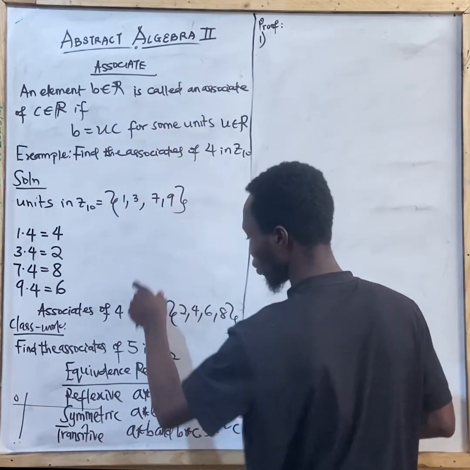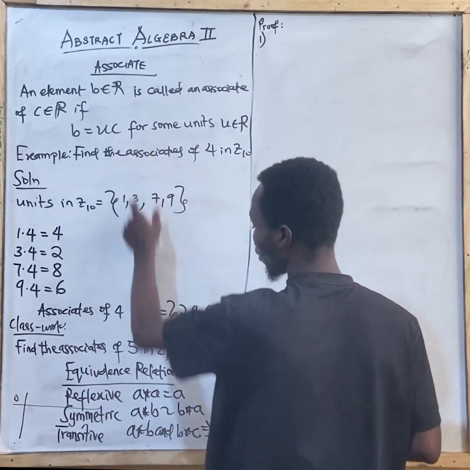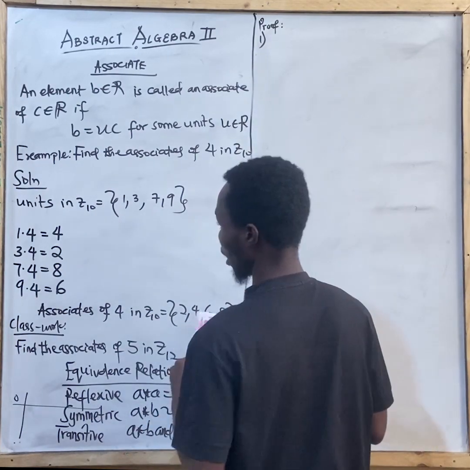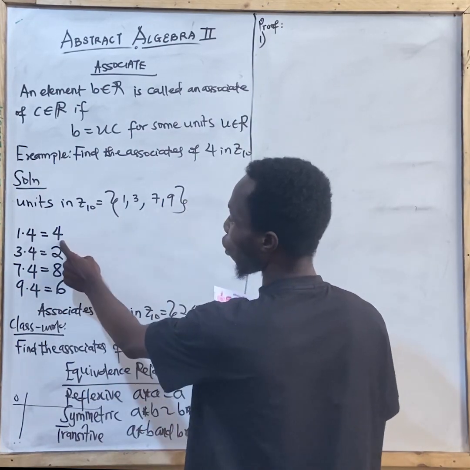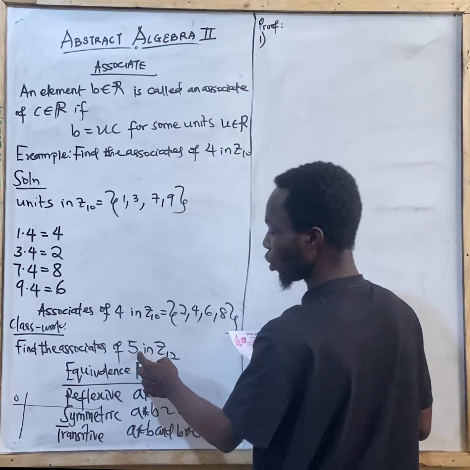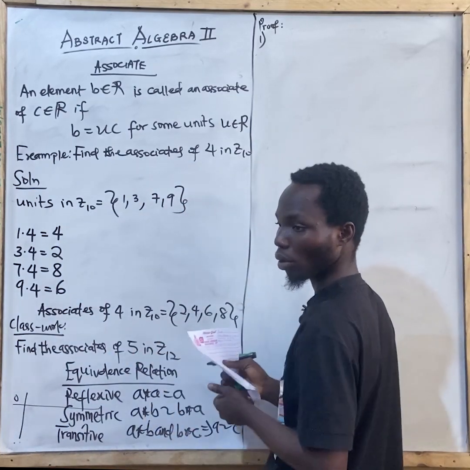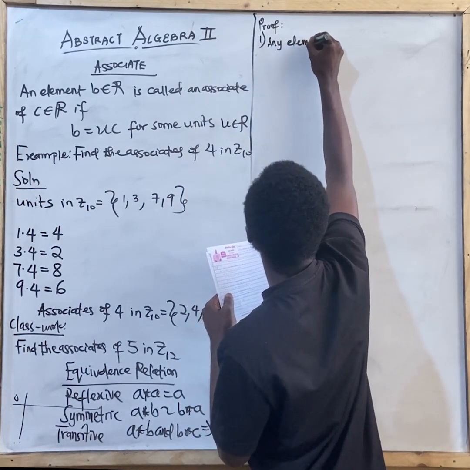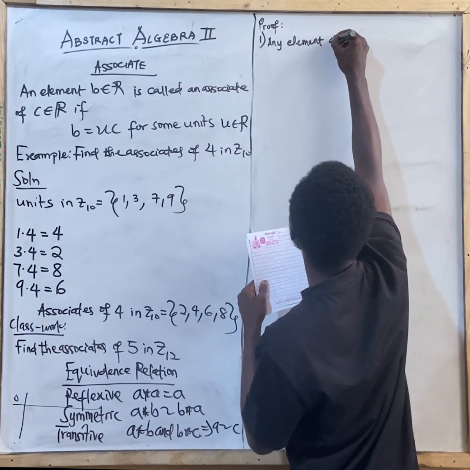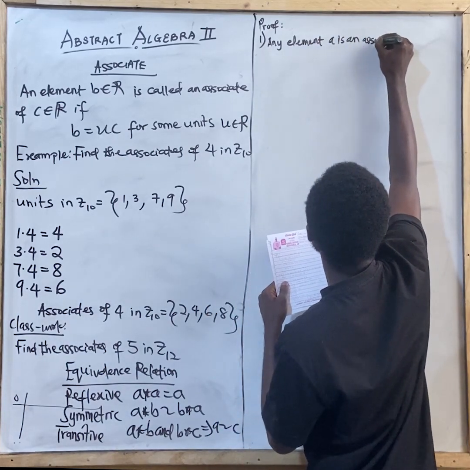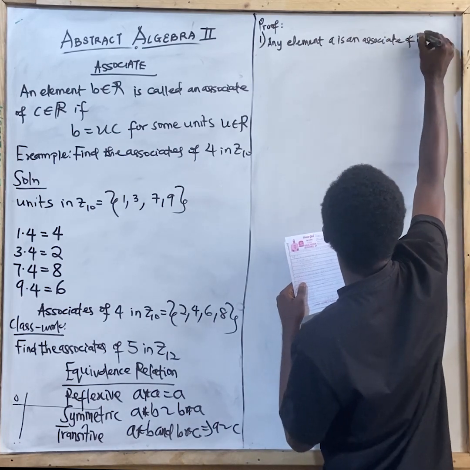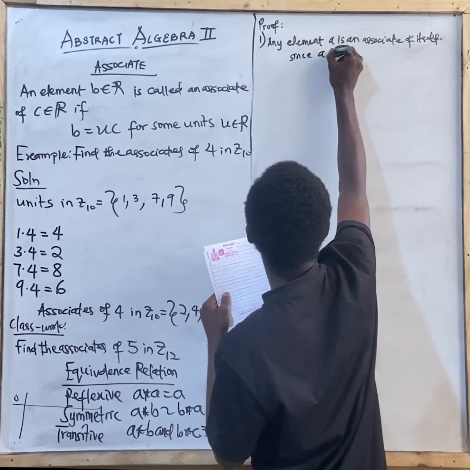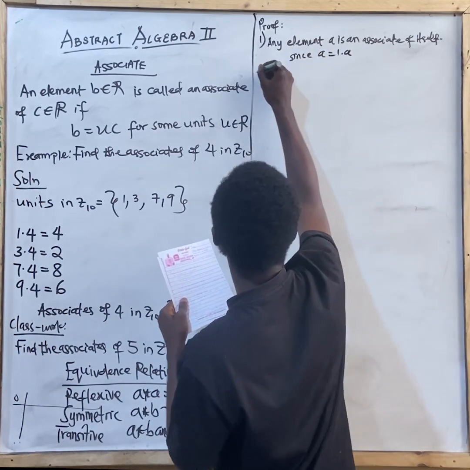So I want to prove that an associate follows this equivalence relation. Using this definition, this basically means that A is an associate of itself, and it's true. When you look at 4 here, you see that 4 is an associate of itself. When you do this too, you are also going to get 5. 5 is also an associate of itself. So number one, any element A is an associate of itself, since A equals 1 times A.